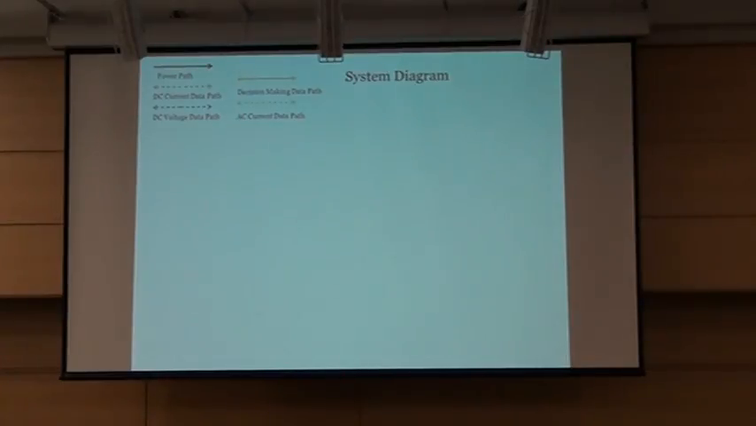So the system diagram has several different paths. There's the energy path, the power path, DC current and voltage paths, an AC current path, and a decision-making path.